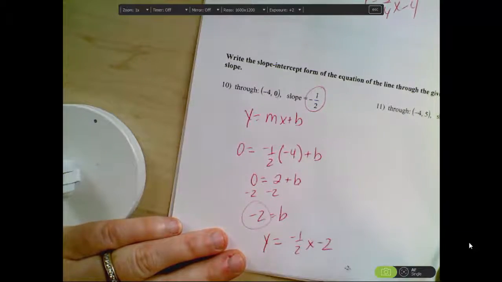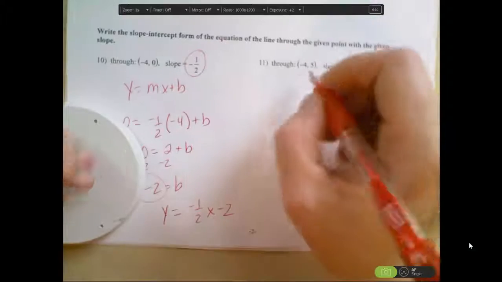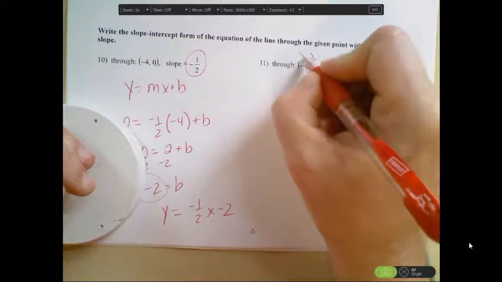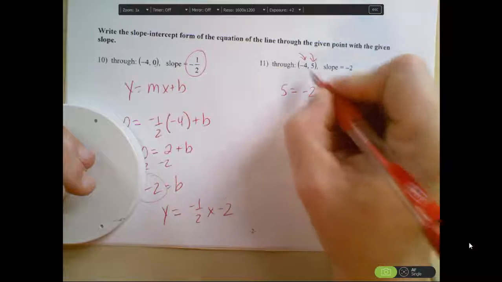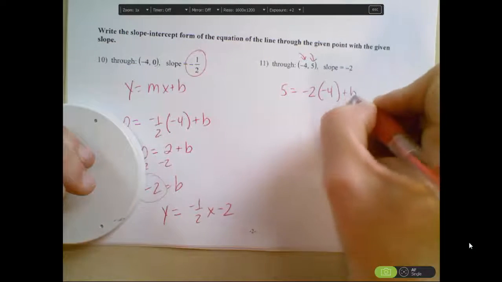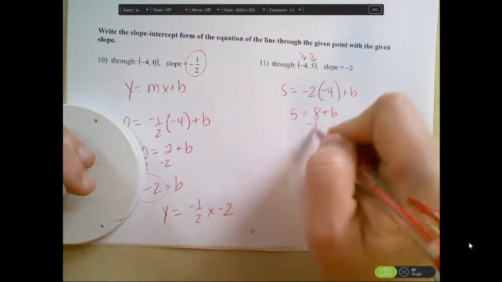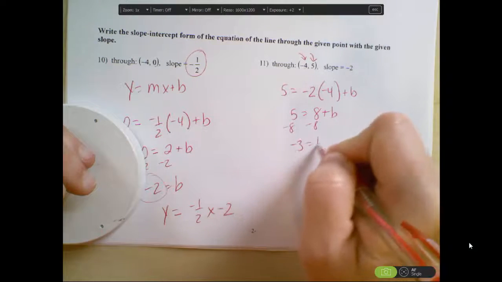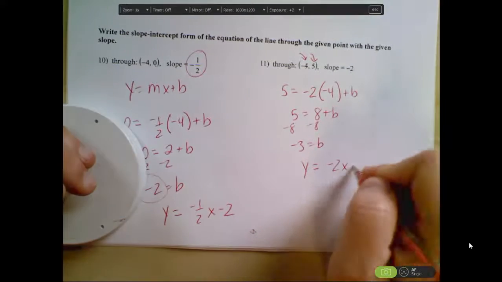because that's our b. So over here, if y is 5, because remember this is y, this is x, so 5 equals mx plus b. Do the math. Negative 2 times negative 4 is 8. Minus 8 to solve for b. b is negative 3. So your equation is y equals negative 2x minus 3.